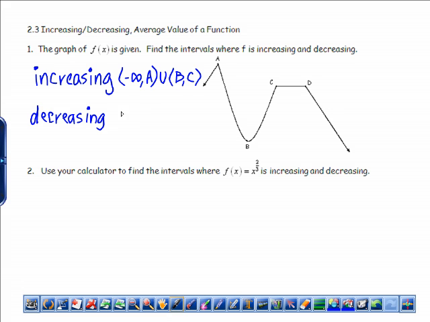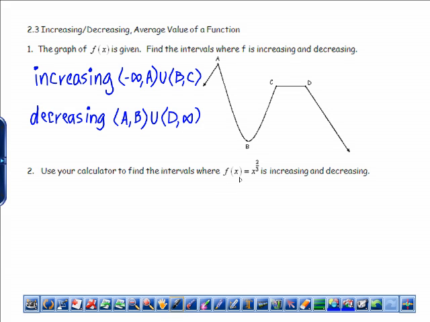Okay, so we already said from A to B, it was decreasing. So we go ahead and write that. From B to C, we already included that. You couldn't have any intervals that are both increasing and decreasing. That doesn't make sense. You can have some that are neither, like C to D, but you couldn't have both. And so this last little piece from D to infinity, that's also decreasing.